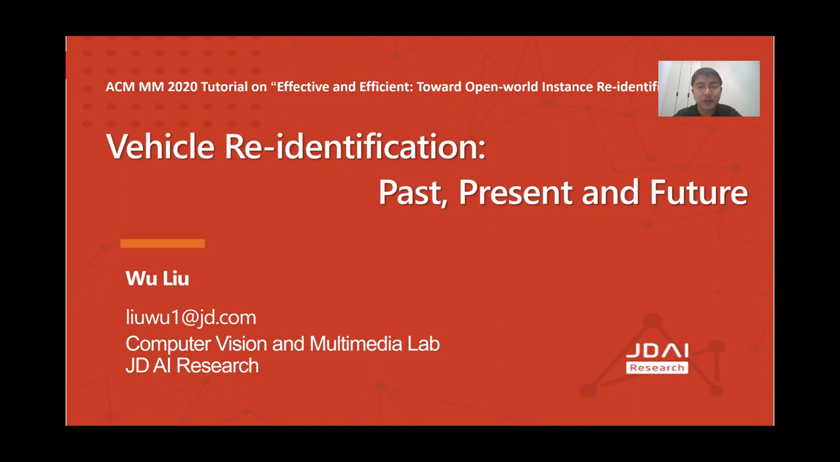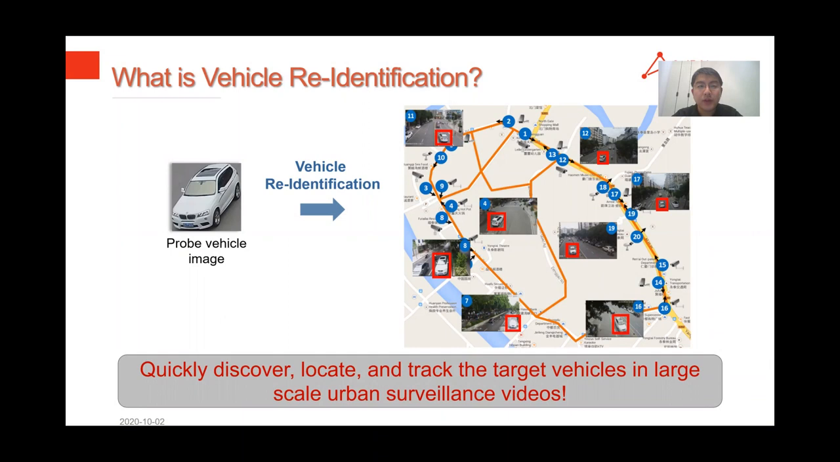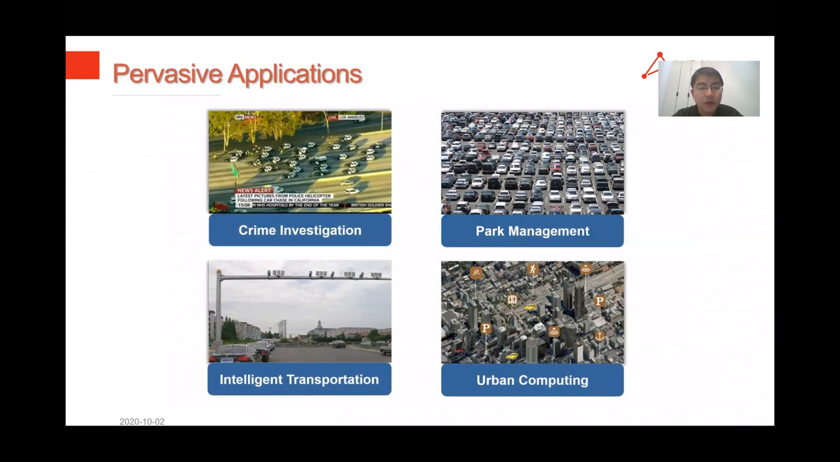What is vehicle re-identification? Given a proper vehicle image, the goal of vehicle re-identification is to quickly discover, locate, and track the target vehicles in large-scale urban surveillance videos. Vehicle re-identification has a lot of applications, such as crime investigation, park management, intelligent transportation, and urban computing.